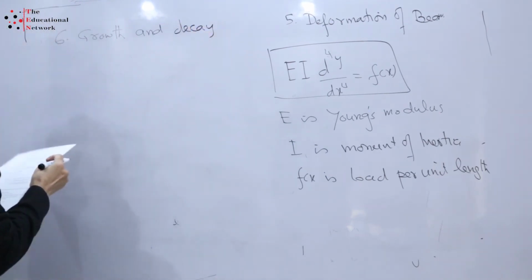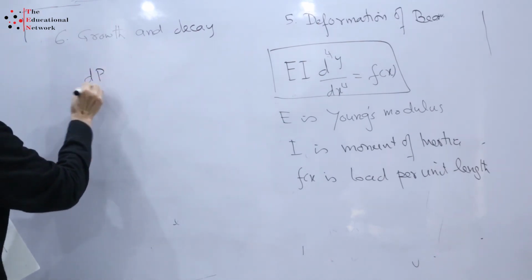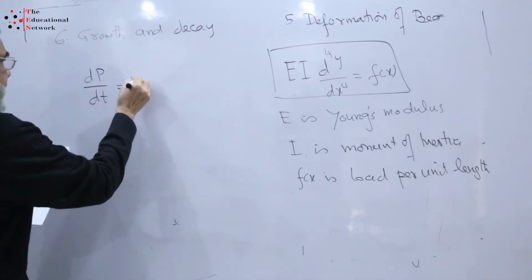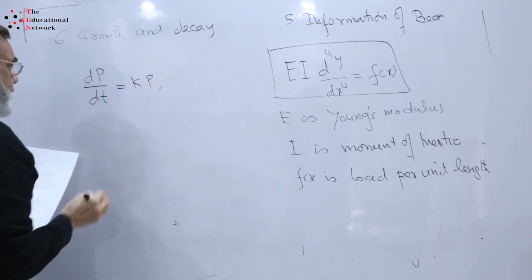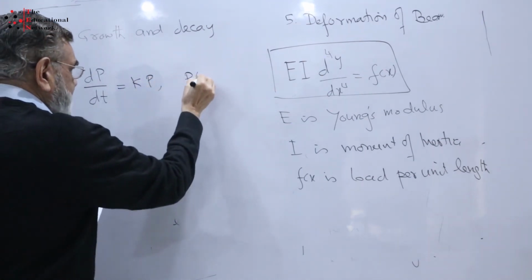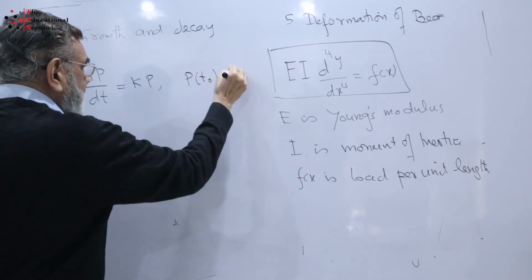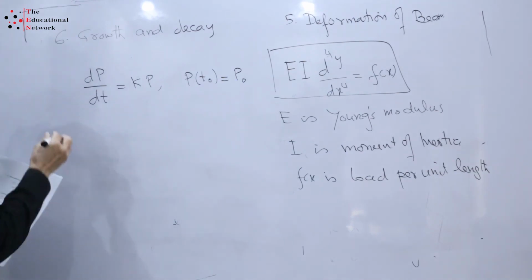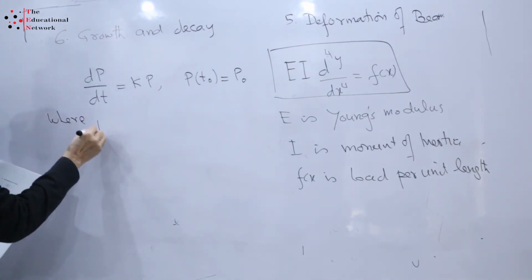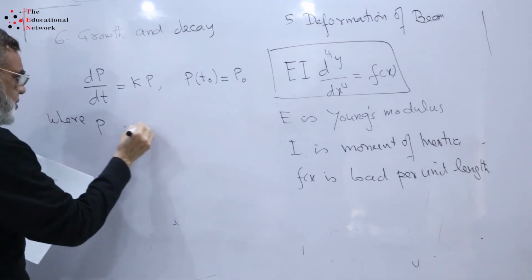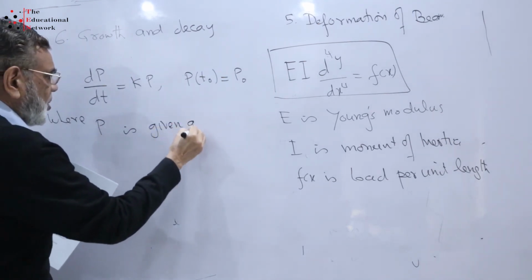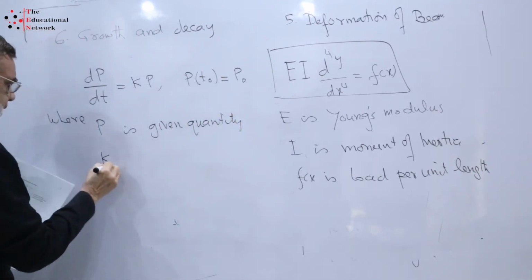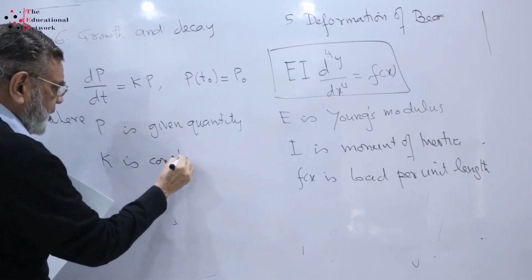The equation for this one is dP by dt, a first order differential equation, equal to k times P, and with this we have an initial condition, the value at some initial time. P is the given quantity. It can be population or anything else. And k is the constant of proportionality.